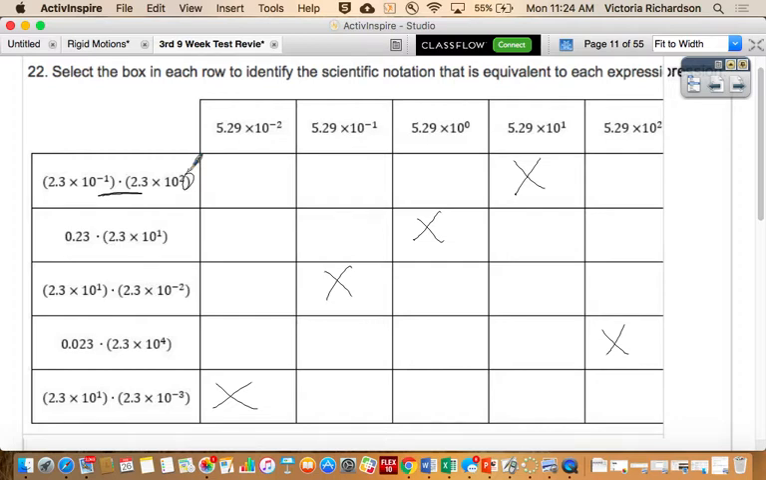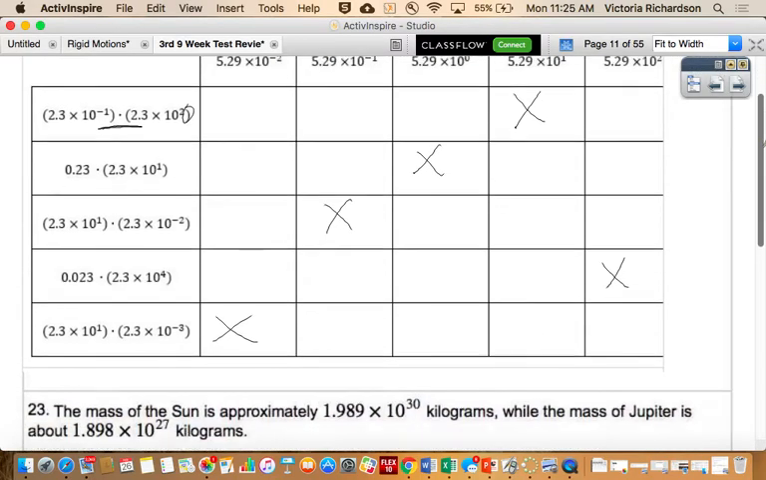The first answer is 5.29 times 10 to the first. The second answer is 5.29 times 10 to the 0 power. Anything to the 0 power is 1. So that would just be 5.29. The third one is 5.29 times 10 to the negative 1 power. The fourth question is 5.29 times 10 squared. And the fifth question is 5.29 times 10 to the negative 2 power. If you didn't get all the answers, you can go back and watch the video.